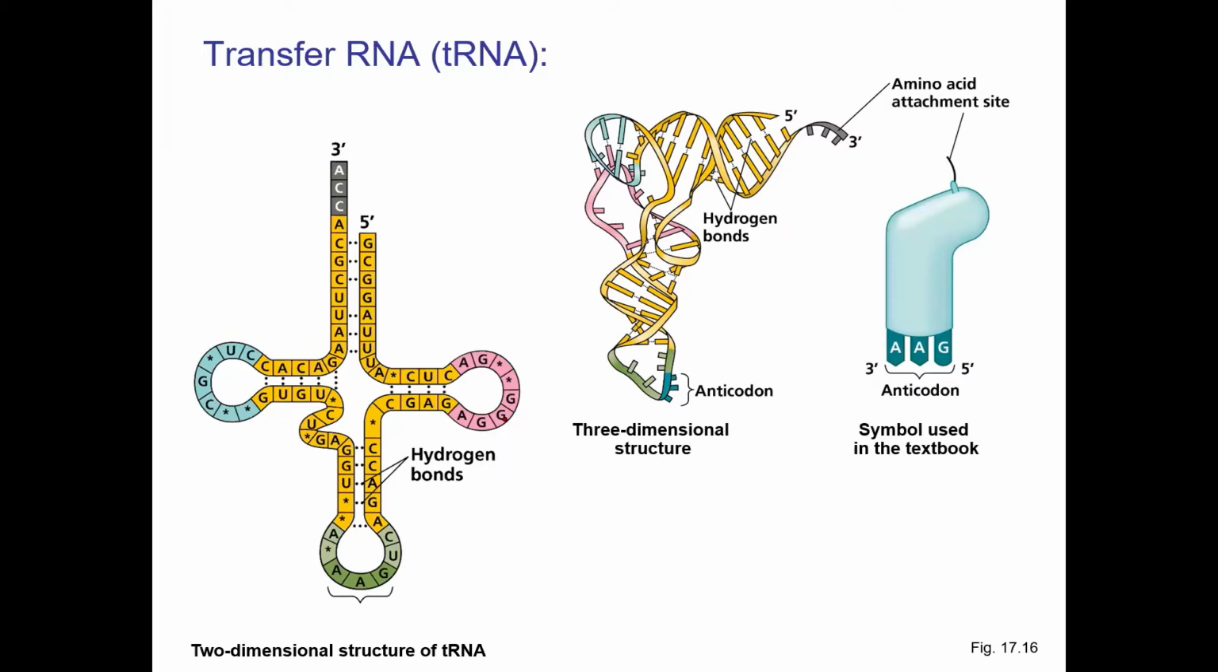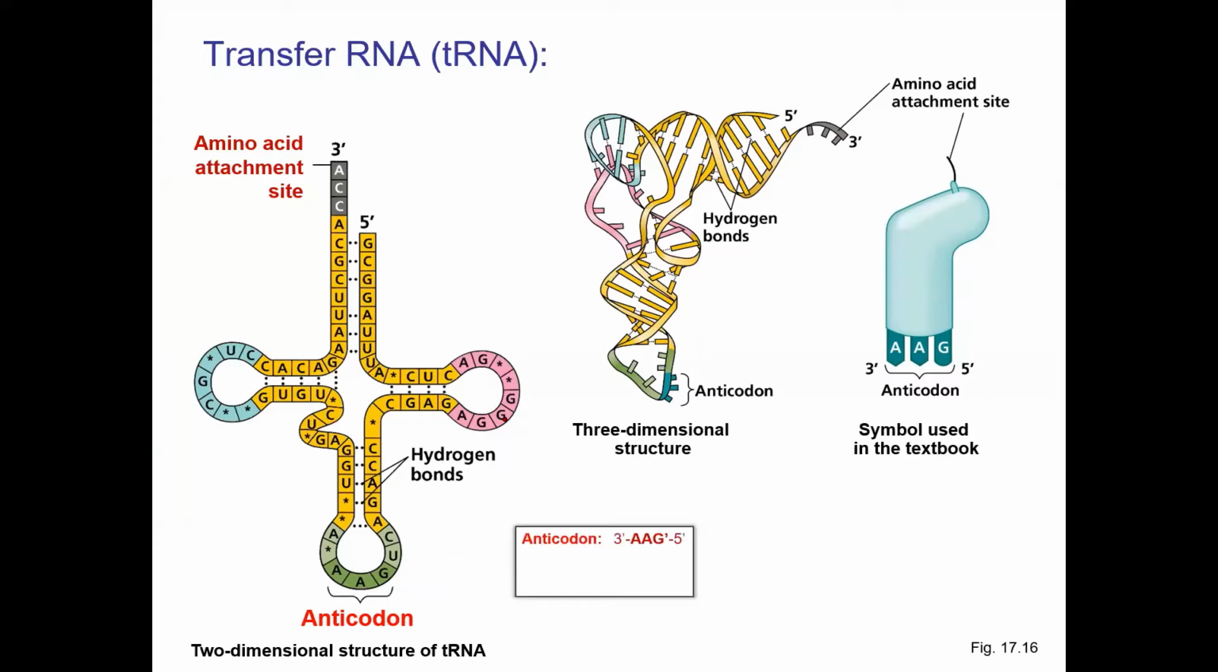A couple things to point out. First, we're going to attach an amino acid here. It's actually the 3' end. And secondly, there is an anticodon on the other end. I can't remember how many transfer RNAs we have. We don't quite have as many as we have codons, but we have more than 20. There are 20 amino acids, so we need at least 20 transfer RNAs.